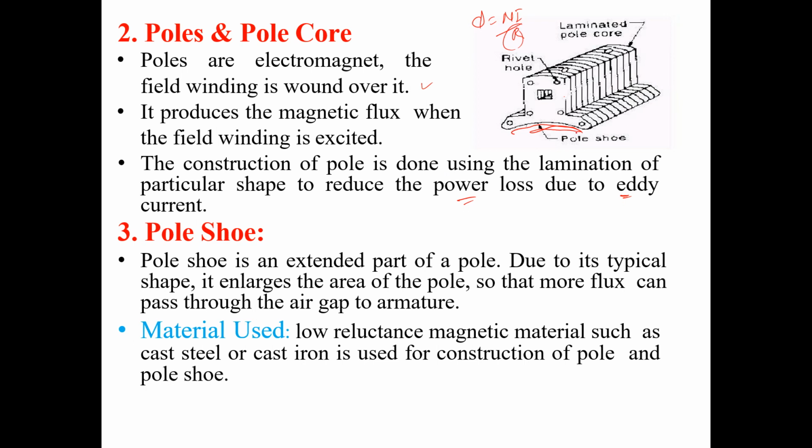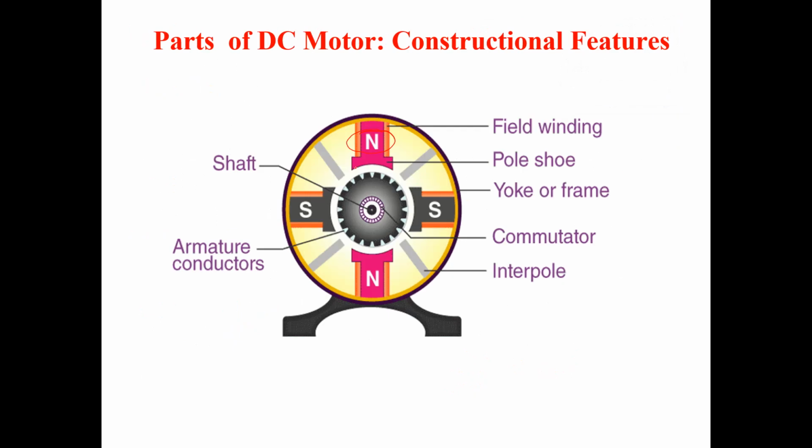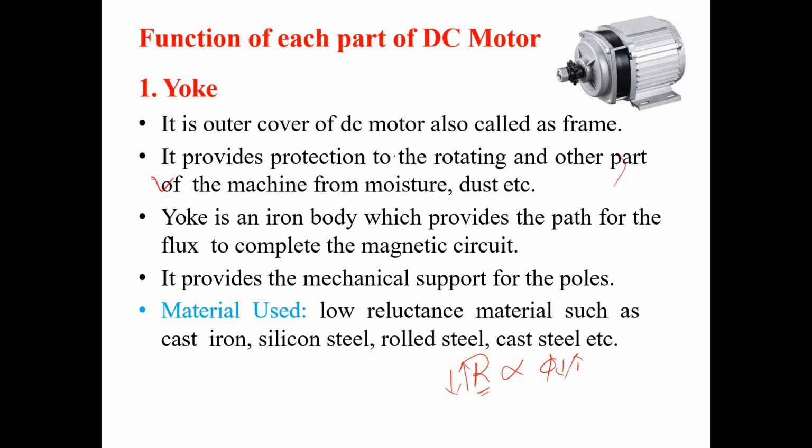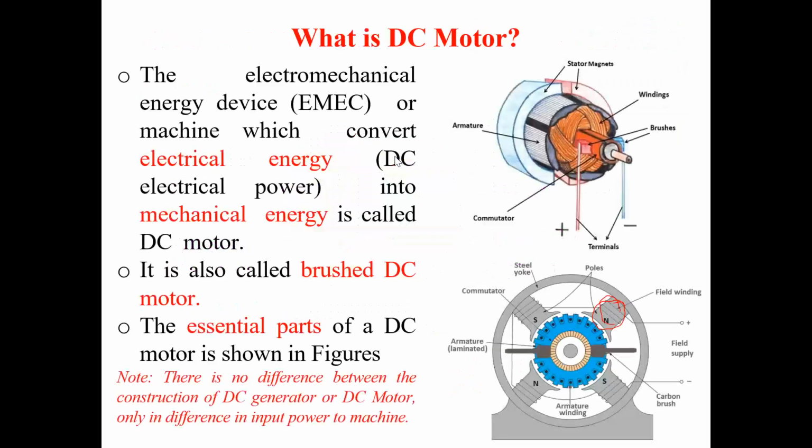And another will be the pole shoe. It is the part which is nearer to the armature. This is called the pole shoe. Pole shoe is an external part of the pole. Due to its typical shape, it enlarges the area of the pole so that more flux can pass through the air gap to the armature. Why is its area increased? Its area is increased to provide the maximum area for the flow of flux towards the armature. That means it provides the path for maximum flow of flux in the air gap.